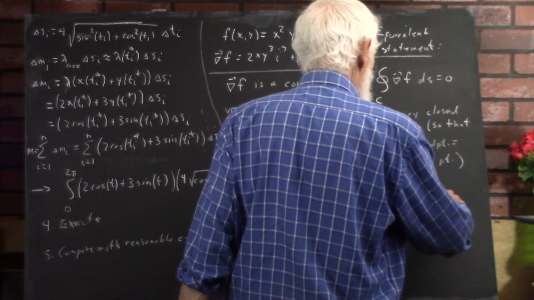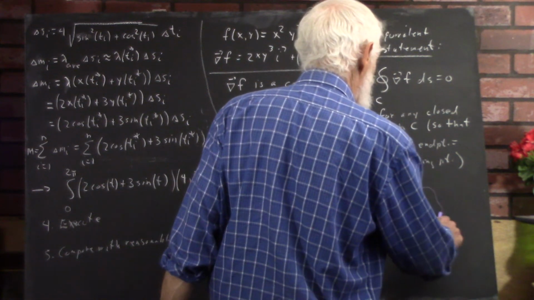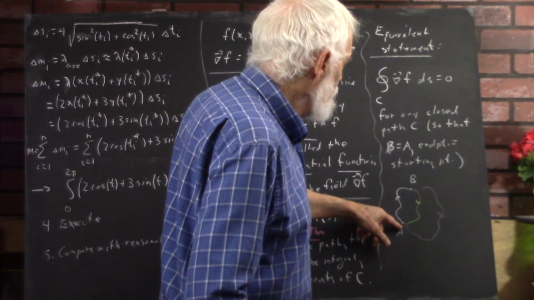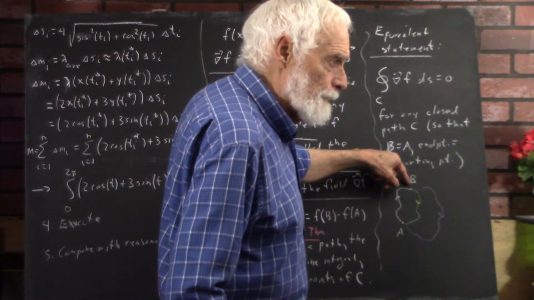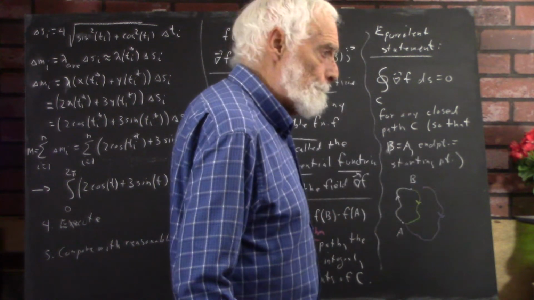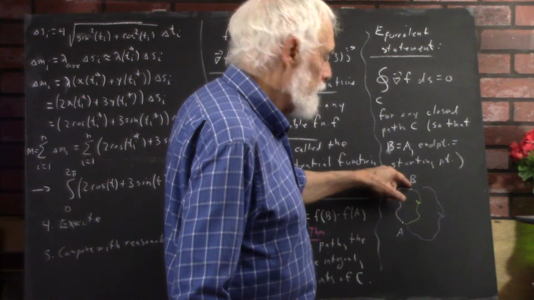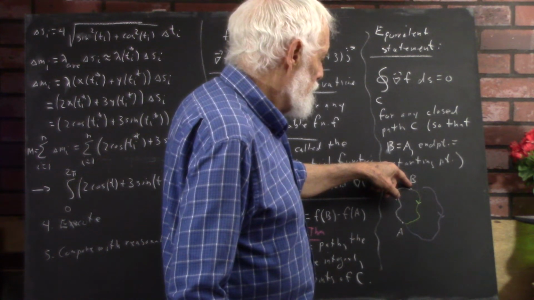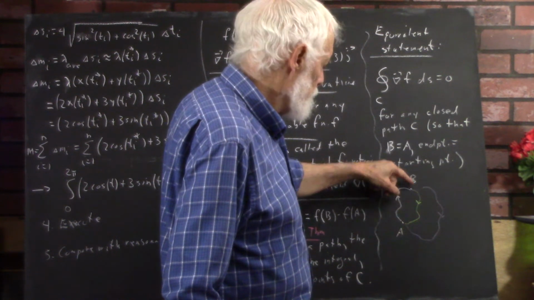If I take another path here, you say the same thing. So no matter how I close the curve from A to B to return to A, the integral from here to here is equal and opposite to the integral from here to here.